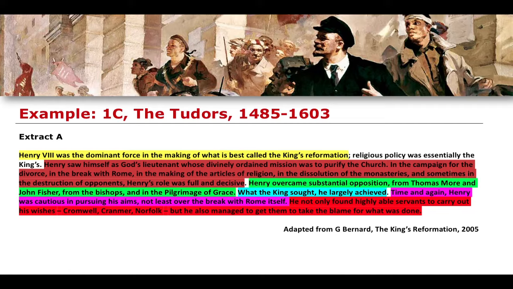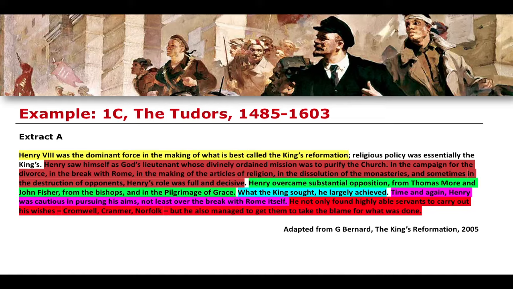I've picked out a few arguments. We've got the first argument here being that Henry VIII was the dominant force in the making of what is best called the King's Reformation. Henry saw himself as God's lieutenant, divinely ordained mission to purify the church. In the campaign, if anything, to be frank, this big dark red highlighted point here could even be 2 arguments. You've got the first one being the first sentence, that Henry saw himself as God's lieutenant, and then the second argument could have been in the campaign for the divorce, break from Rome, and so on. Henry's role was full and decisive. You could have even split that into 2 itself.